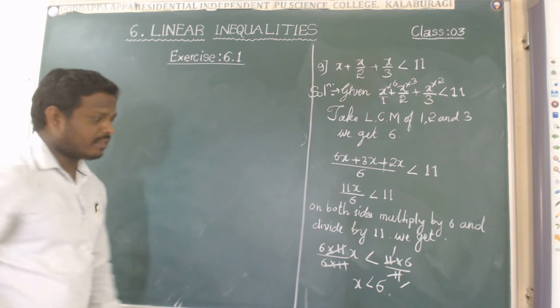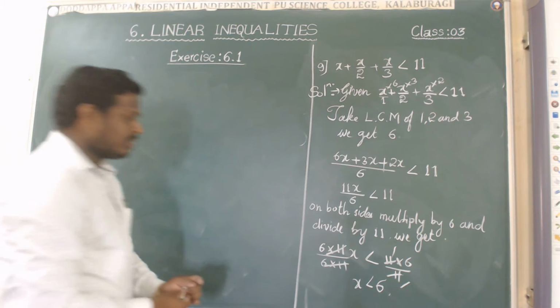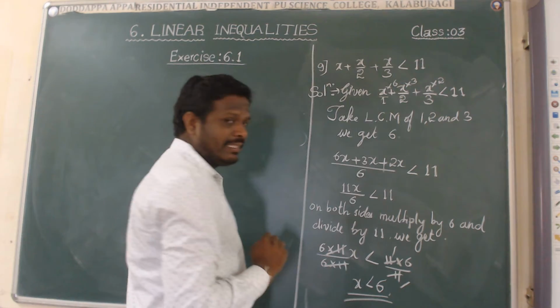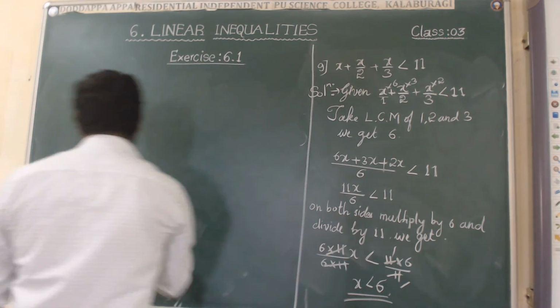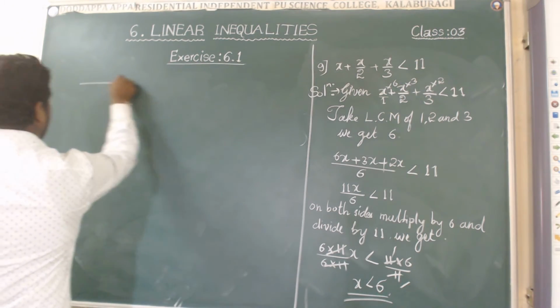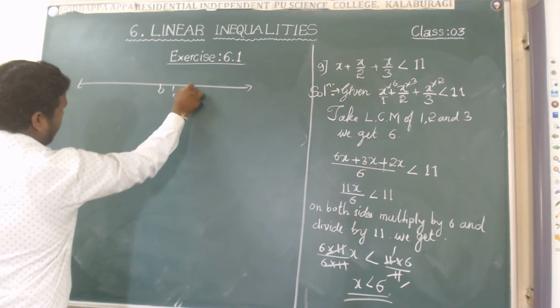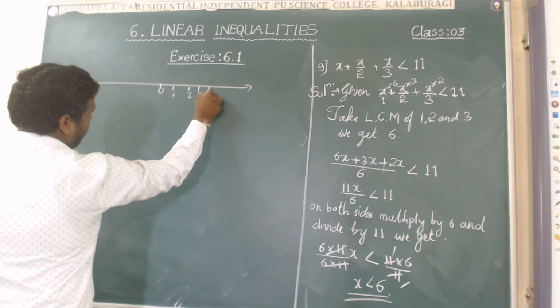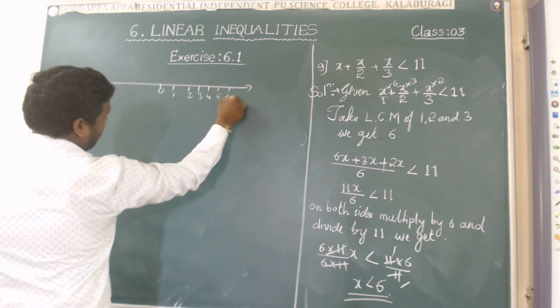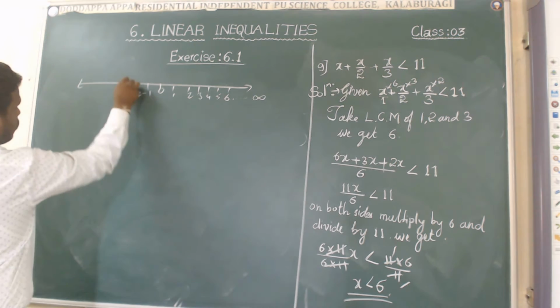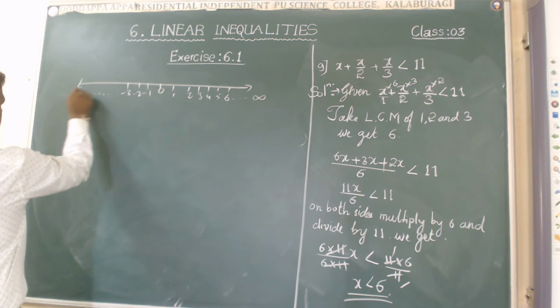What are the solutions of x here by using this condition? The value of x is less than 6. So less than 6 on the number line, how many will come? Take one number line here: 0, 1, 2, 3, 4, 5, 6, and so on to positive infinity, and minus 1, minus 2, minus 3, and so on to minus infinity.